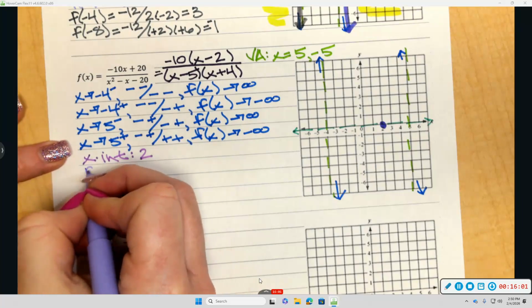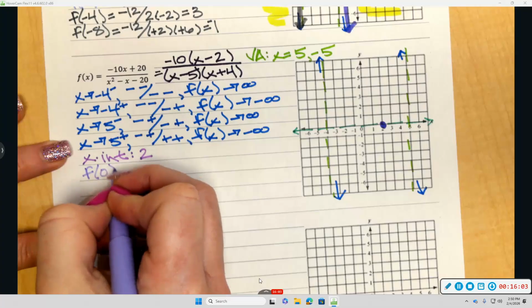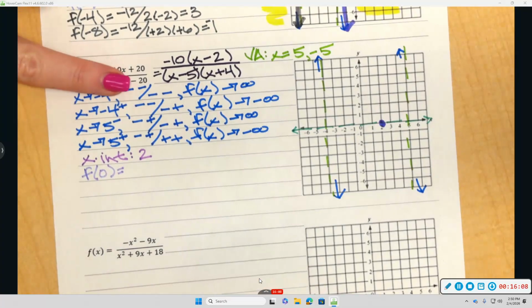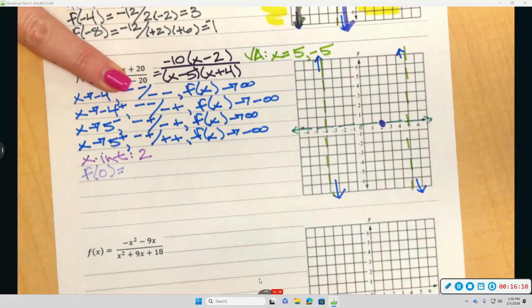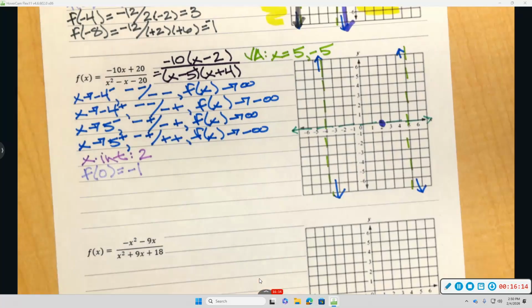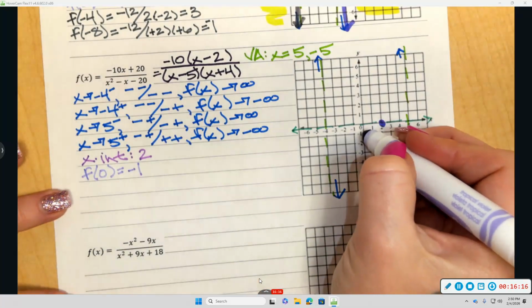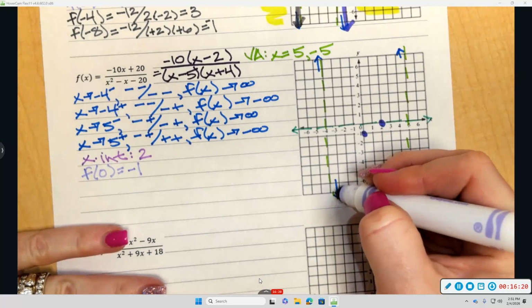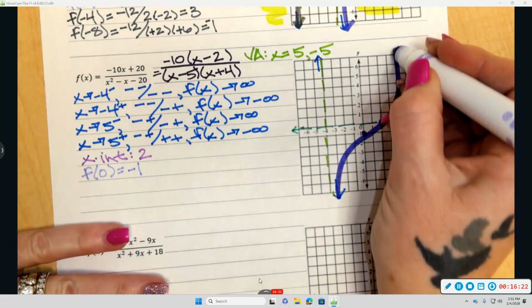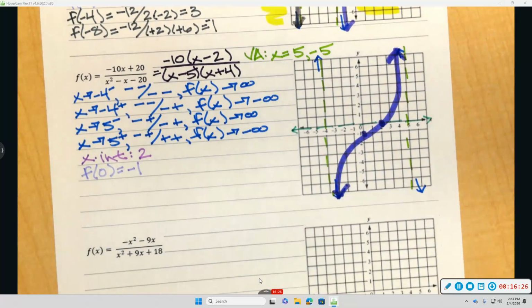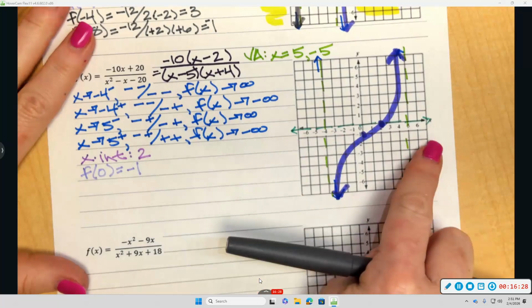Looking at my y-intercept, that's f of 0. And for that, it's easiest to go into my non-factored guy here. And we get a positive 20 over a negative 20, which is a negative 1. So 0, negative 1. So that tells us that over here, we're doing this somehow, right? So then we're just looking for a point on either side here.